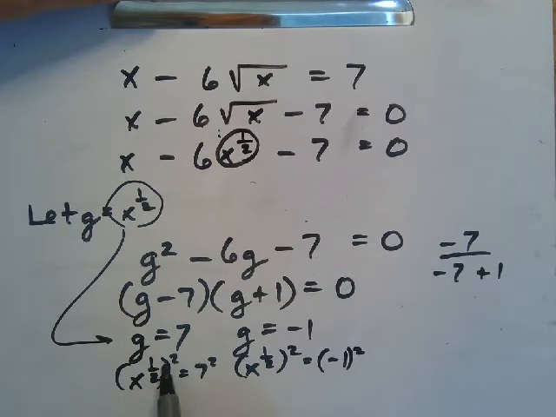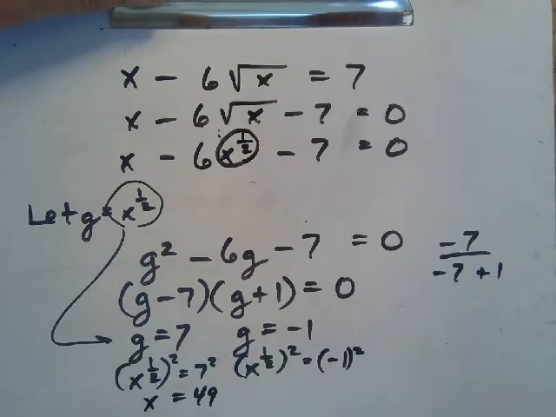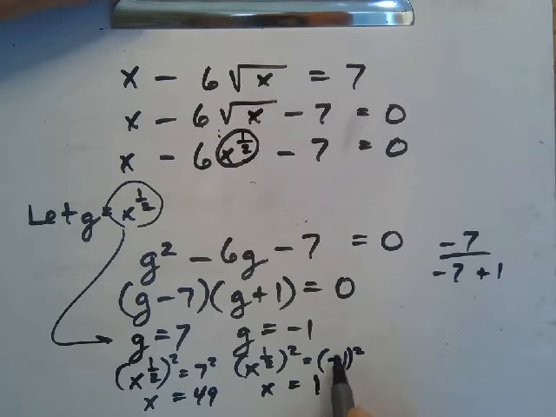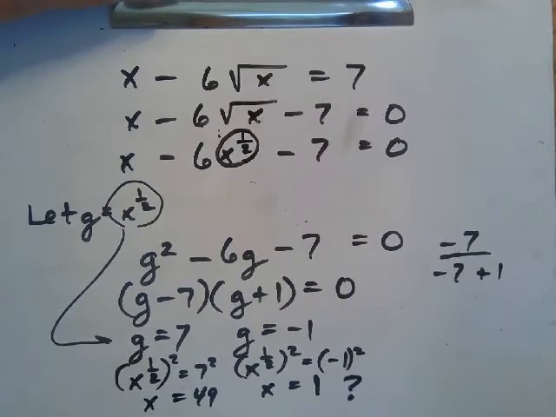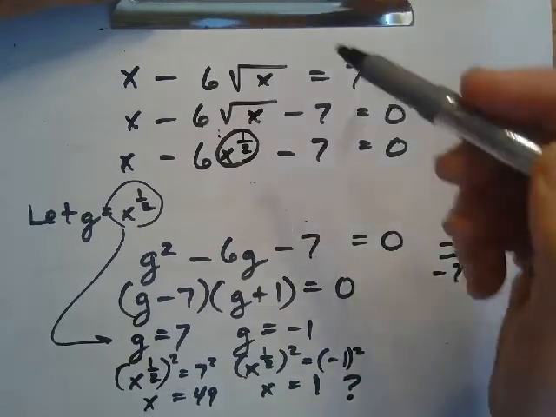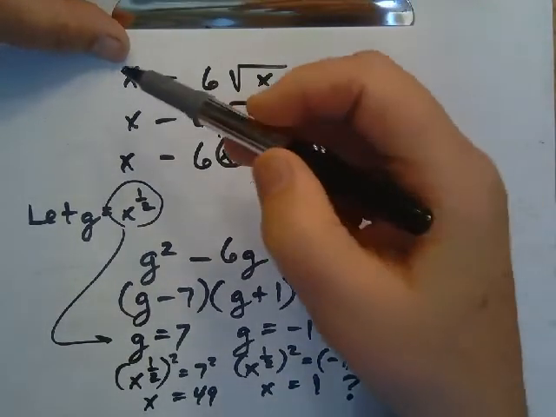Well, x to the 1/2 squared is just x, and this is 49. And x to the 1/2 squared is x, and -1 squared is 1. Now this concerns me a little bit that I've now gotten rid of that negative. I wonder if this would actually work in the original problem. We haven't talked about that yet today, but it's probably a good idea that you double check these back in the original. In fact, we're going to check this 1 up here, and see what happens.